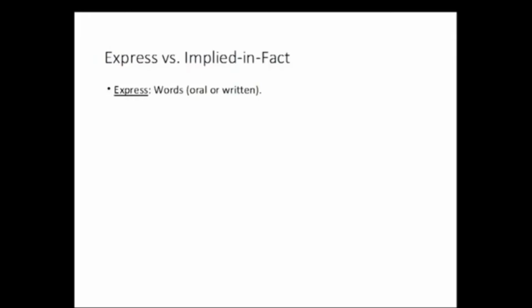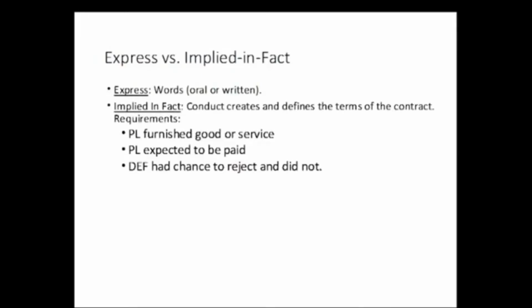There's also express versus implied in fact. Express are basically words that are oral or written. Implied in fact is that conduct creates and defines the terms of the contract. It would be that someone furnished a good or service, someone expected to be paid for that good or service, the other side had the chance to reject it, but did not. That forms a contract, even though there might not have been any oral agreement per se of I'm going to do this for you.